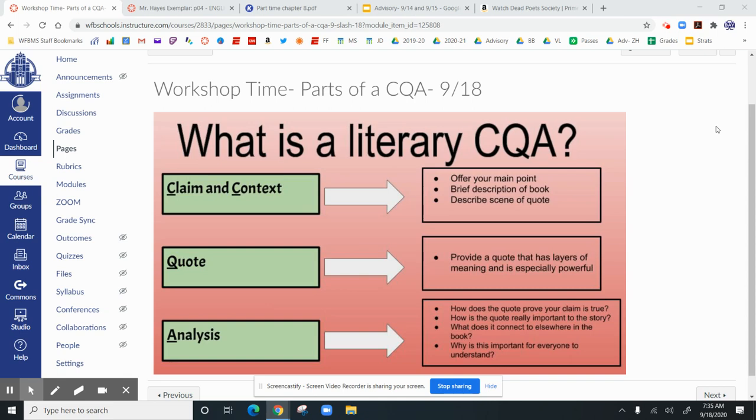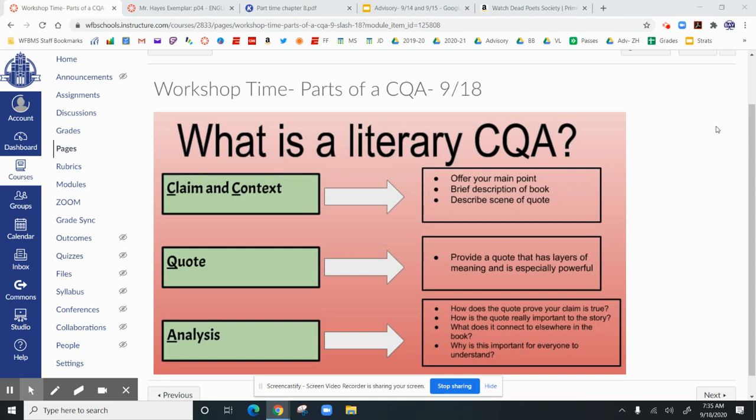I'd like to talk today about how to write the all-important CQA paragraph. It's going to be our first CQA paragraph of the year. It is an acronym for what's called a literary analysis. It's something I mentioned yesterday as crucial to not just eighth grade, but also moving over to the high school next year. You'll do plenty of CQA style writing.